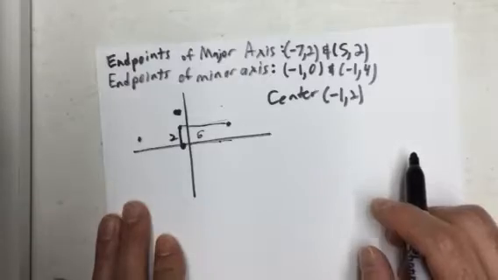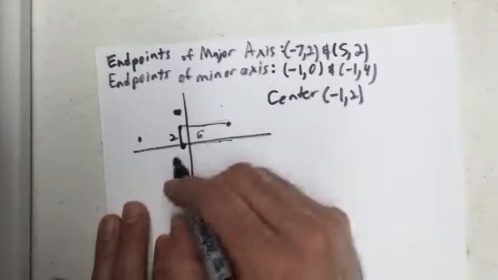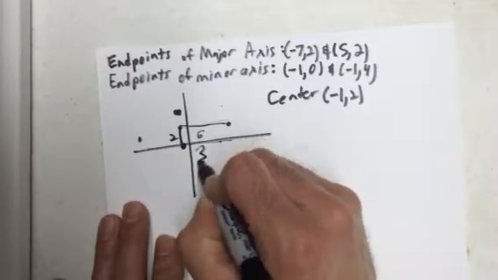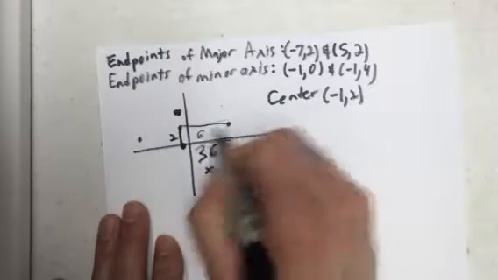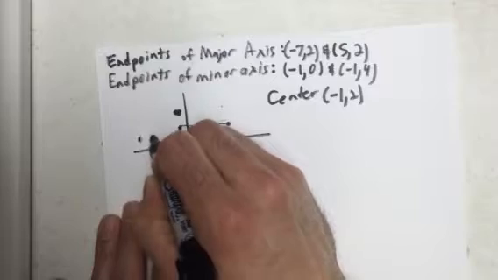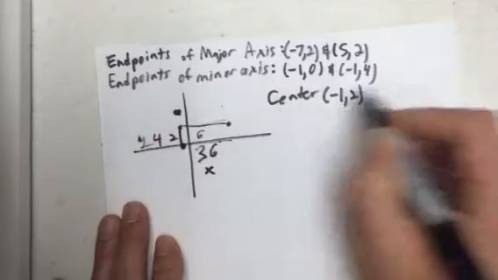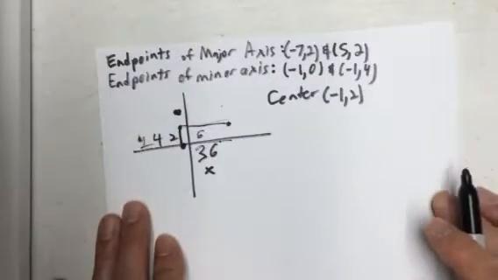Those are the numbers that go underneath when you square them, right? So you have to square each of those. So 6 squared is going to give us a 36 underneath the x, right? Because that's going left and right. 2 squared is a 4. That's going to be underneath the y. Okay? This is an ellipse.